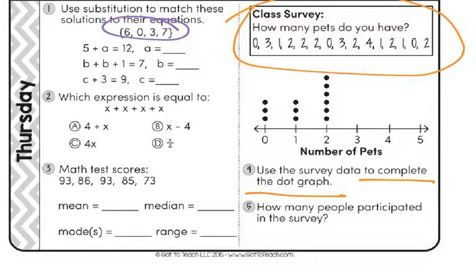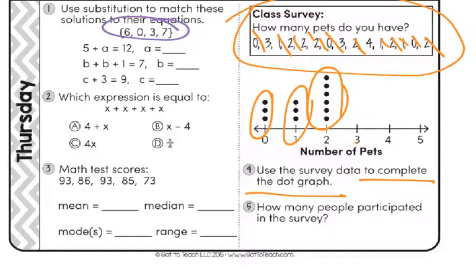And then to complete that dot graph, you're going to, in an orderly fashion, go through, okay, there's a 0, 0, 0. So I should have 3 dots over my 0. There's a 1, 1, 1. I have 3 ones. 2, 2, 2. There's 3 2s, 4 2s, 5, 6 2s. You're going to continue and fill in for 3, 4, and 5.